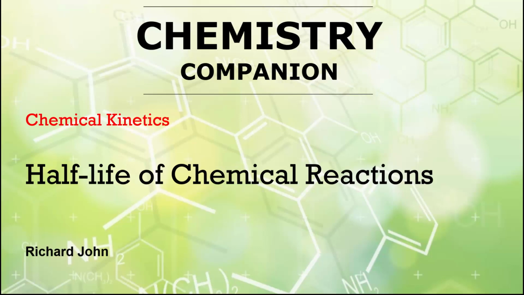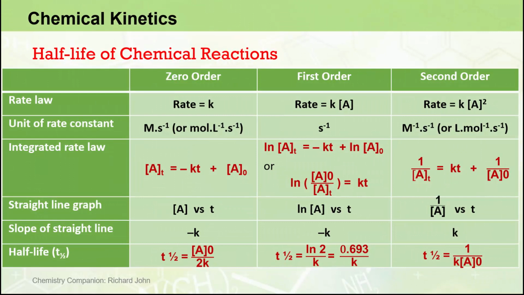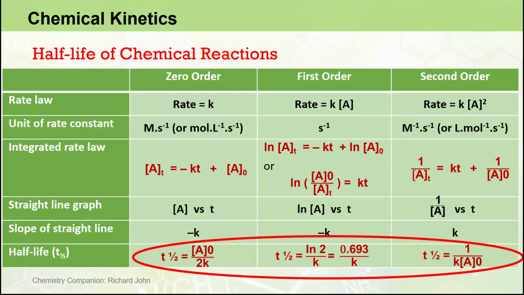In this video, we use the integrated rate laws to derive relationships that allow us to determine the half-life of chemical reactions. We've seen this table a couple of times now, a table summarising some of the most important relationships associated with reactions of different order. In this video, we focus on the bottom line of the table, which refers to the half-life of chemical reactions.